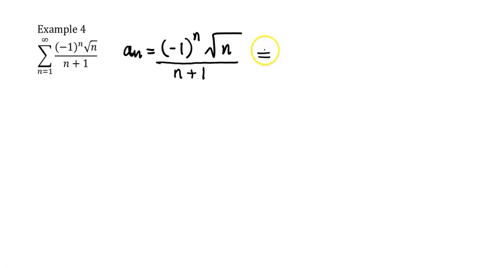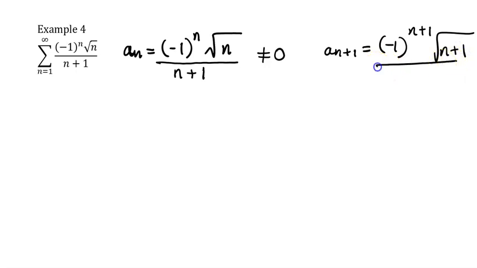In this case, our a sub n is negative 1 to the n divided by the square root of n, multiplied by the square root of n divided by n plus 1. These terms are non-zero. They are not all greater than 0, but they're not 0. I will go ahead and point out that the n plus 1 term of this sequence would be negative 1 to the n plus 1 multiplied by the square root of n plus 1, all divided by n plus 1 plus 1, which is n plus 2.